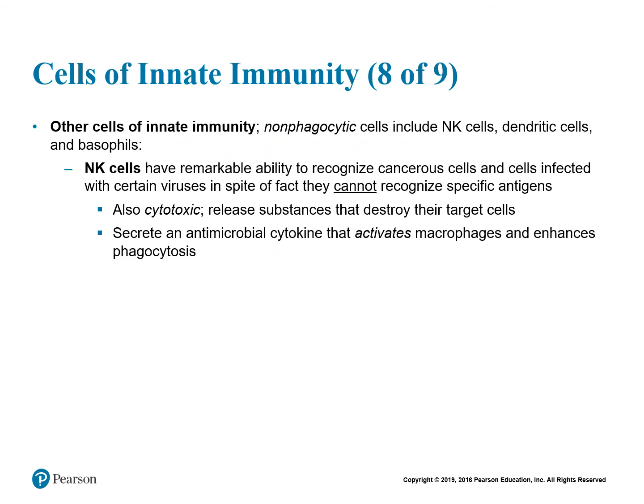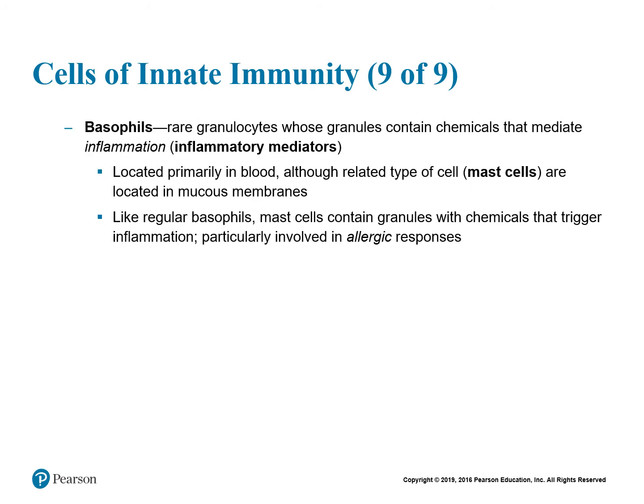So other cells of innate immunity, again, your NK cells, your natural killer cells, are non-phagocytic, but they're cytotoxic. What they do is release some cytokines, which are just chemical compounds, that activate some macrophages and enhance the ability of those cells to get picked up. Basophils, of course, are granulocytes and they have things that help inflammation. Basophils are very important recruiters. They'll help other cells get to the site of injury or infection. They're typically in your blood and they're also found as mast cells, which are in your mucous membranes. It's a combination effect of the basophils recruited from your bloodstream and those in your mucous membranes that are triggering inflammation.